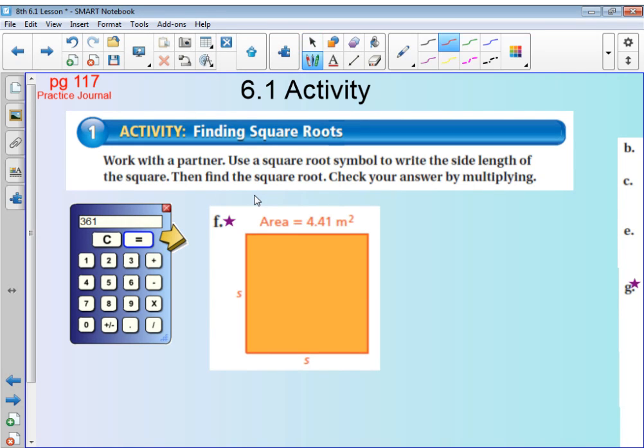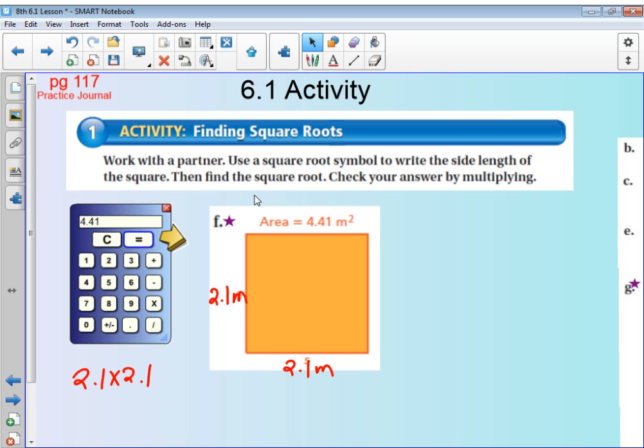So I'll try 2.1 squared. Okay, so let's see. 2.1 times 2.1 and see what it gives me. That gives me 4.41. That's exactly what I need. So I just found out that my side lengths on this are 2.1. And then my label was meters. Okay, so let's try our next one.